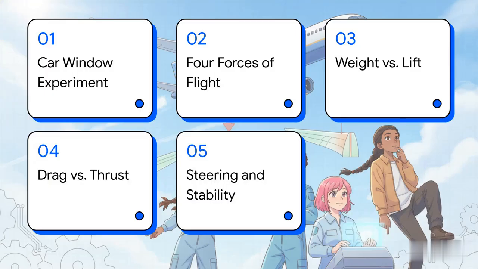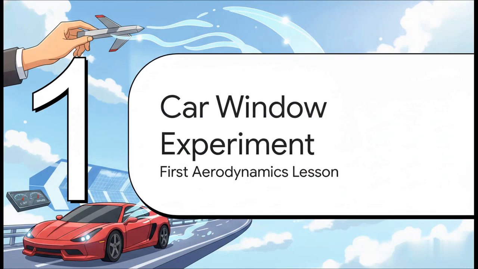So here's our roadmap for today. First, the car window experiment. Then we'll map out the 4 forces of flight. After that, we'll unpack the vertical battle of weight versus lift, the horizontal battle of drag versus thrust, and finally wrap up with how steering and stability work. All right, let's jump right into section 1.